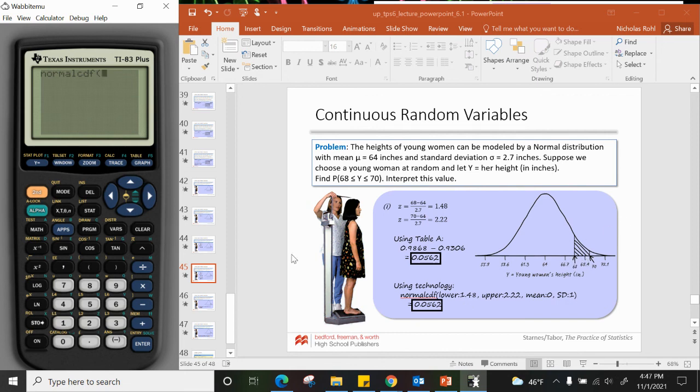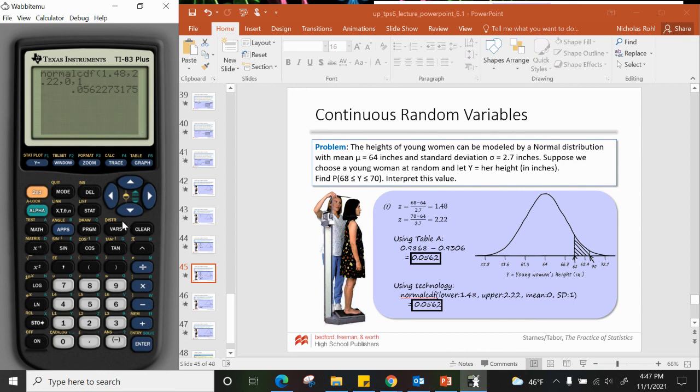My lower bound is going to be... I'm going to do both. I'll do the z-scores first. My lower bound is going to be 1.48, comma 2.22. I don't have to, but my mean is 0 and standard deviation is 1. Since I normalized it, you don't have to put those in. The calculator assumes it's 0 and 1 unless otherwise told. Press enter, get 0.056.